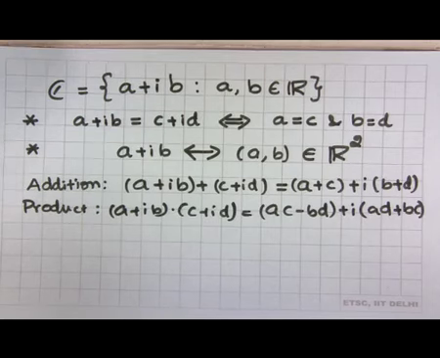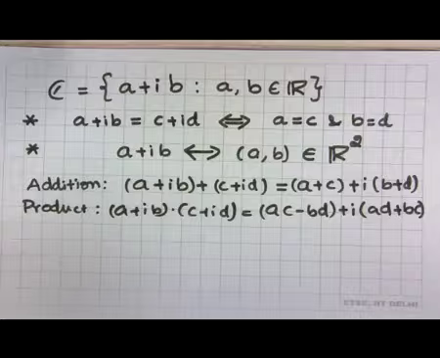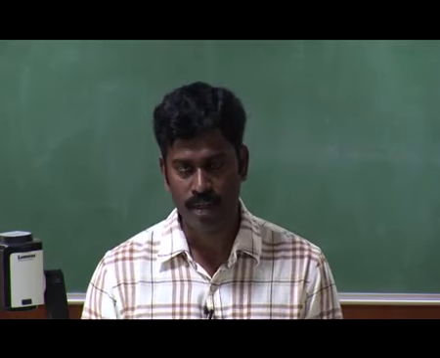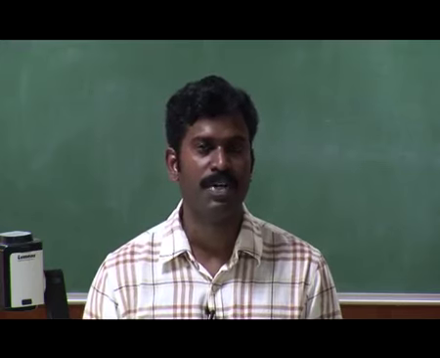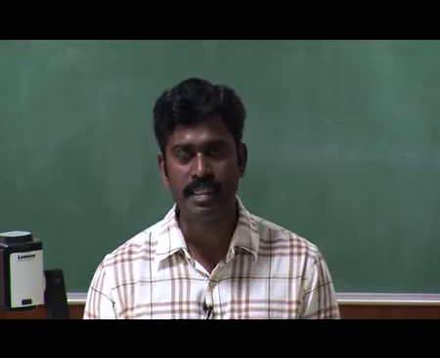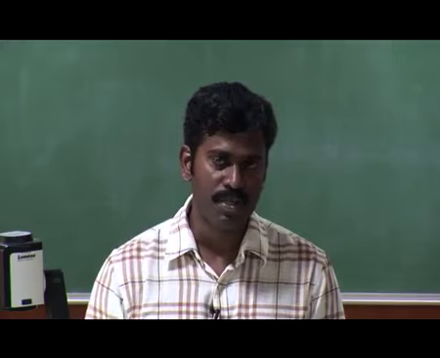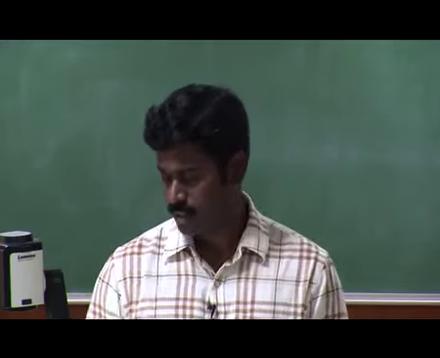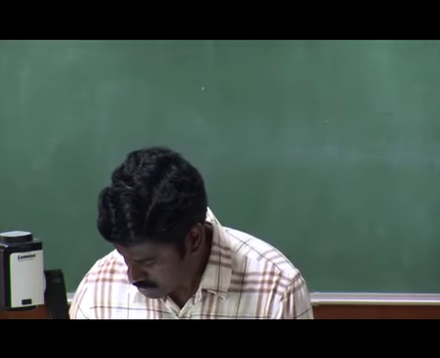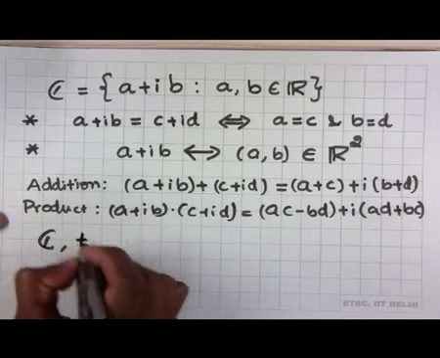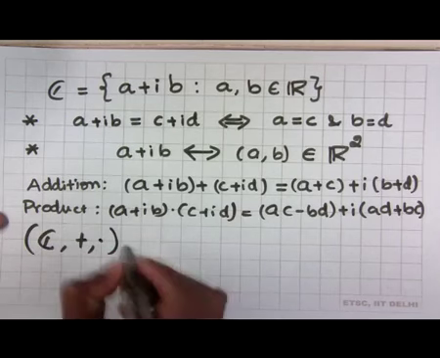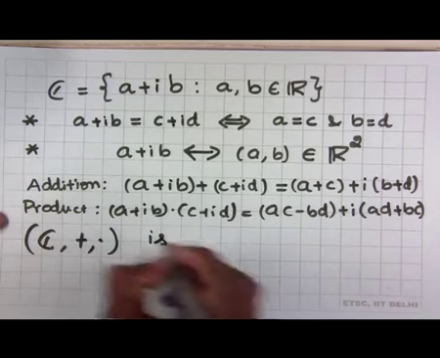So, with respect to these two operations, we mentioned that it satisfies the closure law, associative law, commutative law, and identities as well as inverses exist, and the distributive law is satisfied. So, with respect to this plus and multiplication, the complex number system becomes a field.